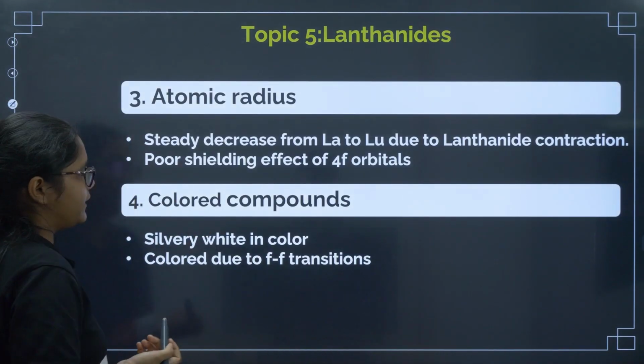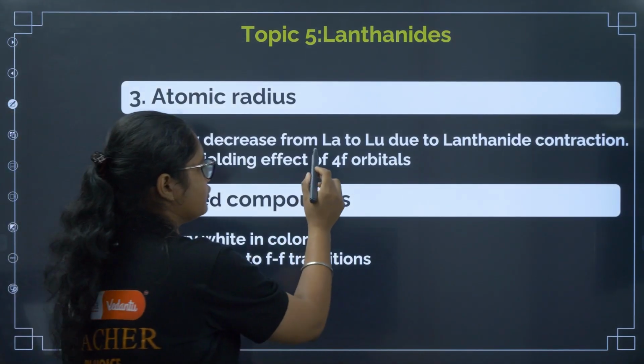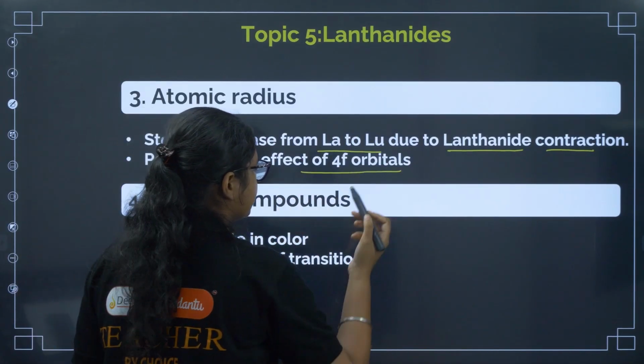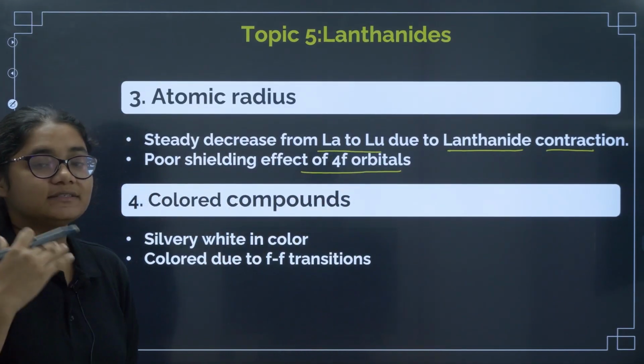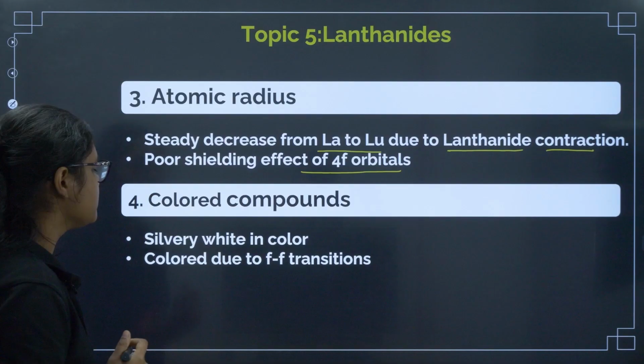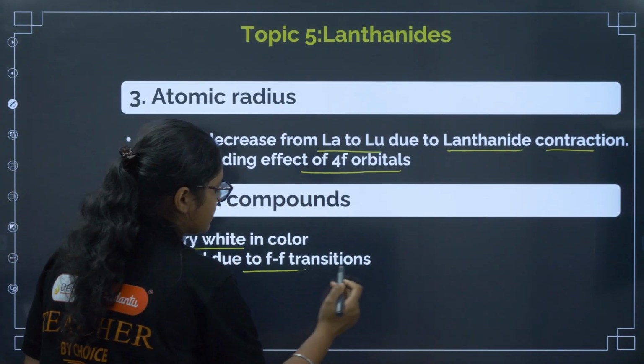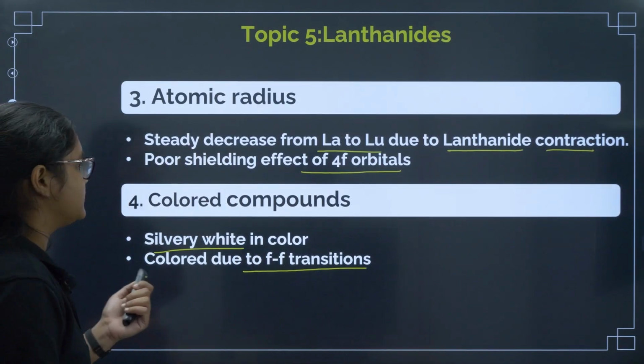What about atomic radius? We know that from lanthanum to lutetium, lanthanide contraction is there. Why? Due to the poor shielding effect of 4f orbitals. So the size decreases steadily. Okay. Now what about colored compounds? They are silvery white in color. They are all colored compounds due to f-f transitions.